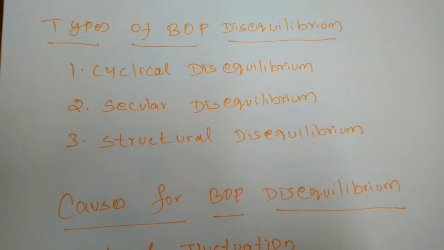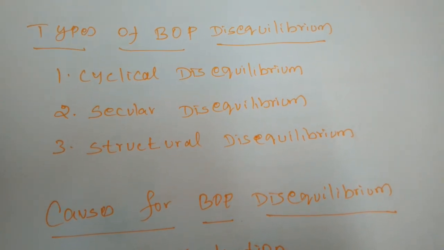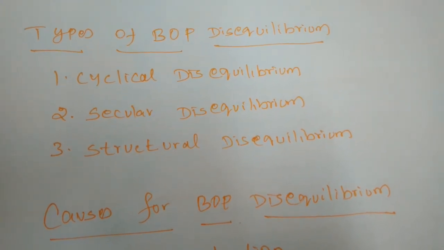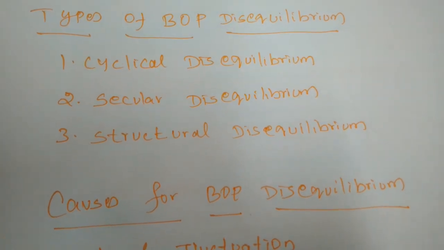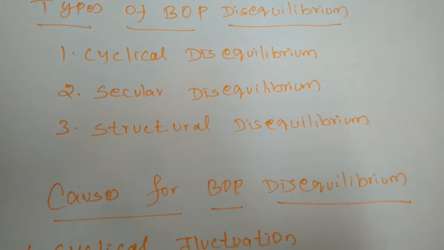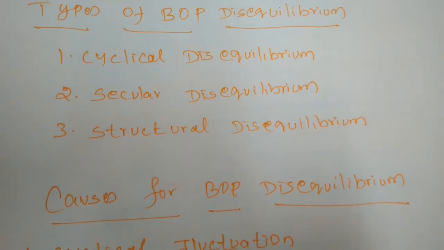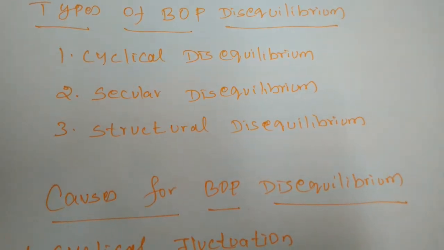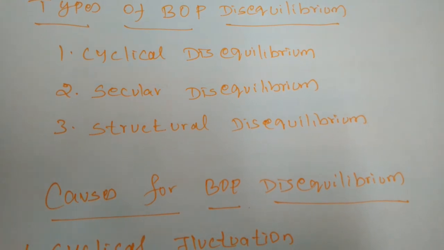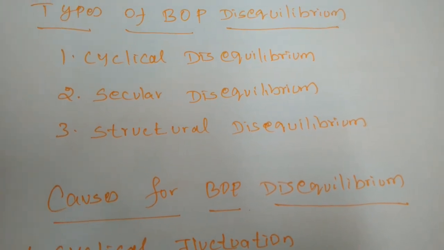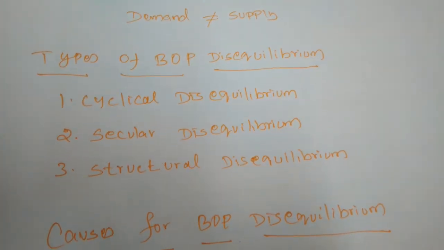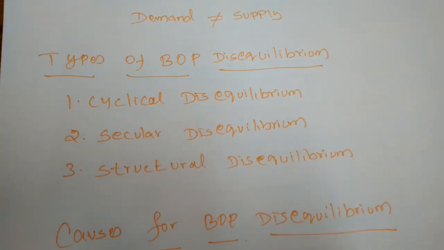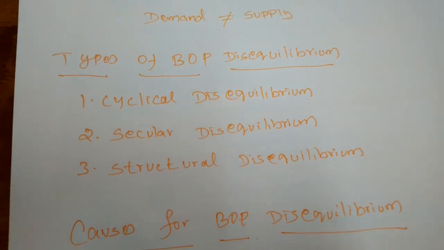Next is structural disequilibrium. The structural changes in the economy may also cause balance of payment disequilibrium. The structural changes include development of alternative sources of supply, development of better substitutes, exhaustion of productive resources, or changes in transport routes and costs. So the total structure of a nation is going to change. The disequilibrium may arise.